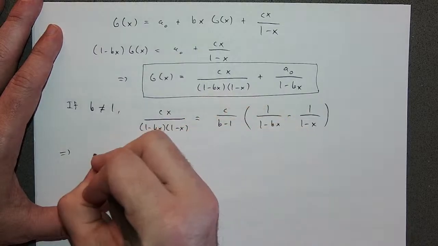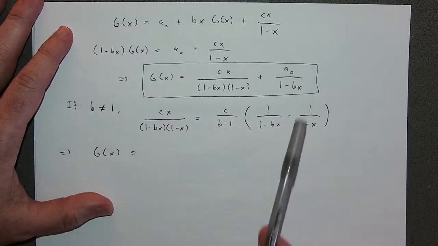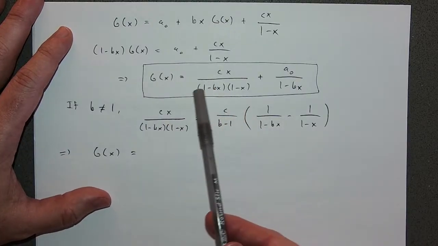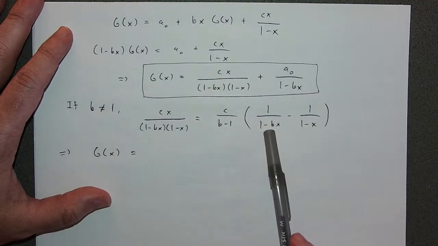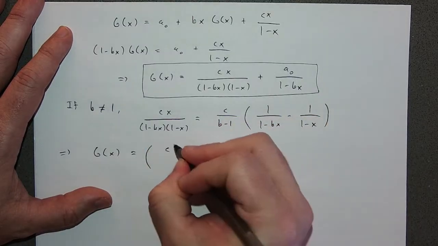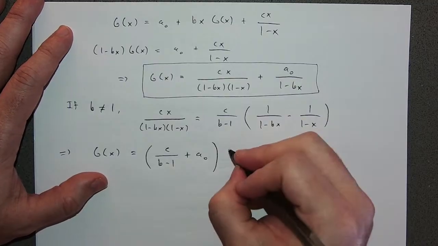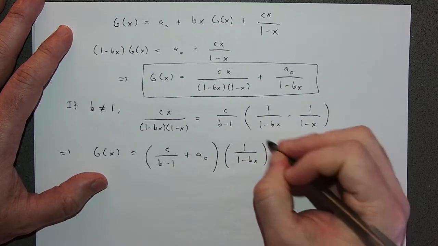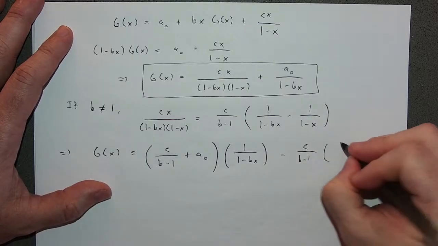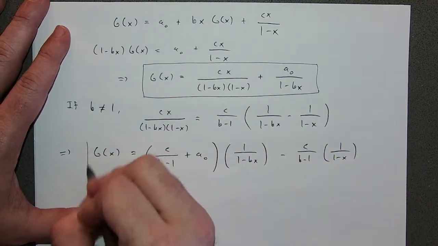Thus, g of x, let's put this in here. Distributing this, there's a 1 over 1 minus bx here, there's an a naught over 1 minus bx here, so I can pull out the c over b minus 1 plus a naught times 1 over 1 minus bx, minus c over b minus 1 times 1 over 1 minus x.